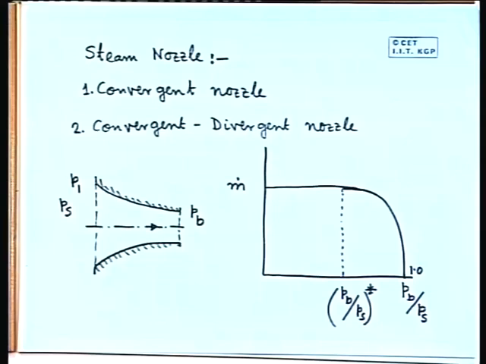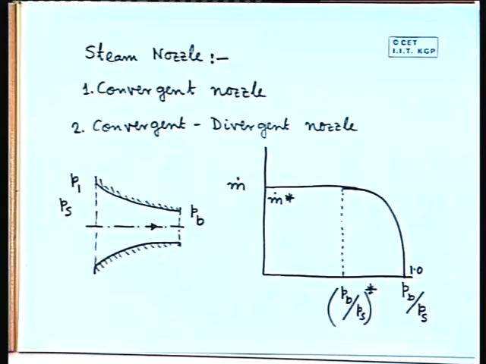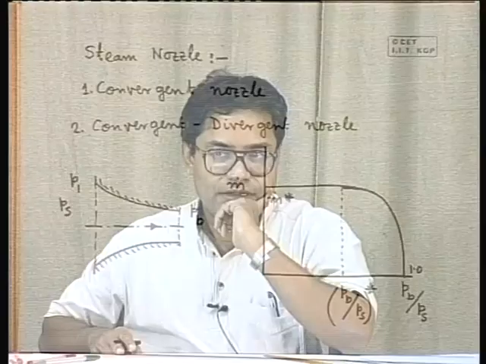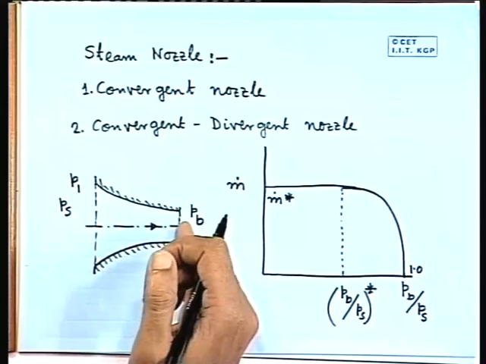So, this is a typical characteristic of a convergent nozzle with a compressible fluid as the working medium which is expanding through it. This mass flow rate we can also call m dot star. This is the critical mass flow rate. And this ratio PB by PS star is the critical pressure ratio. See, at this point what happens? We will have local sonic velocity at the exit plane of the nozzle. The fluid velocity here will be equal to the local sonic velocity.